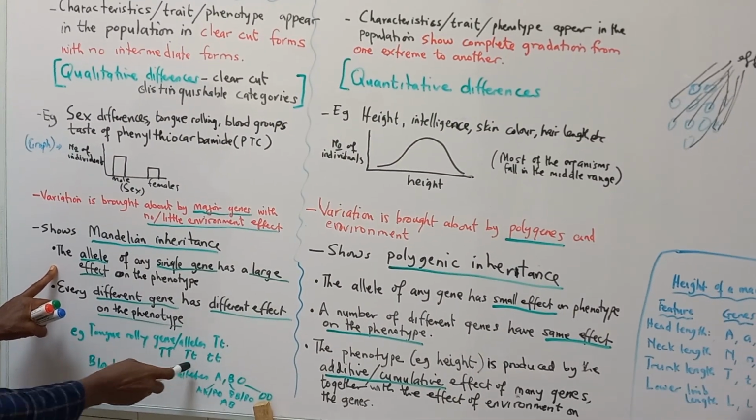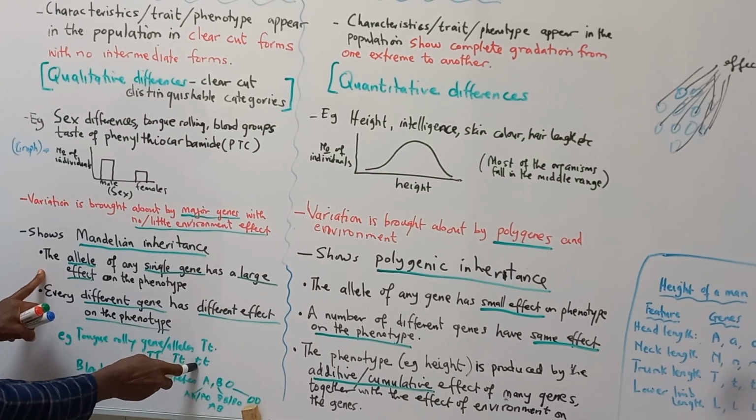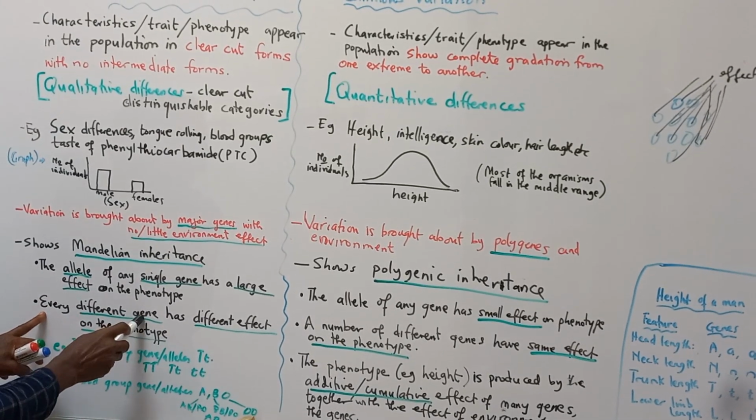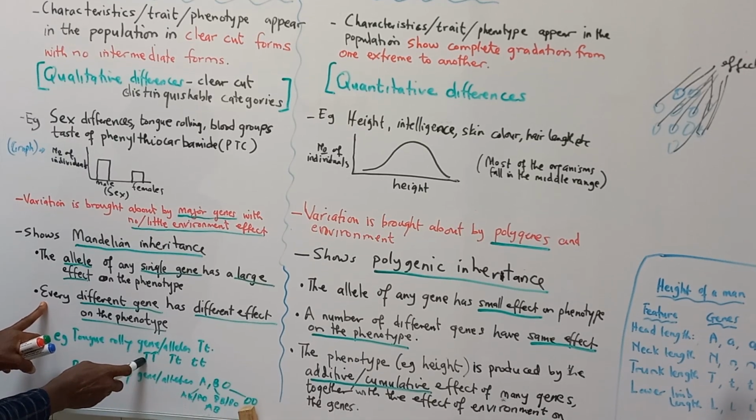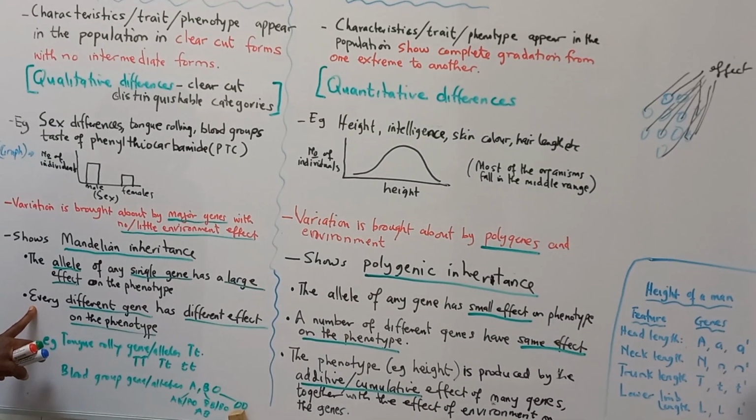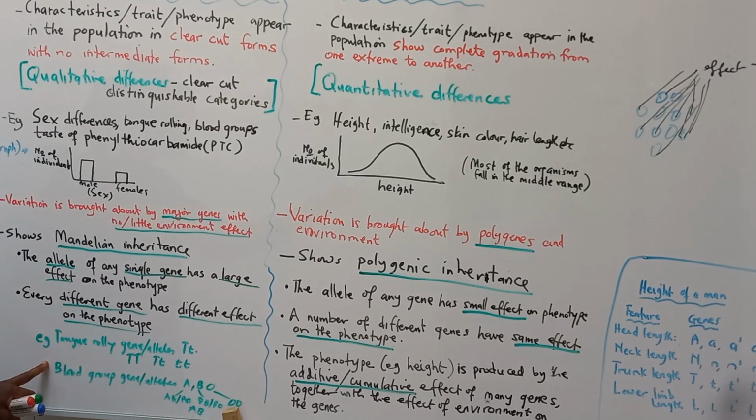These are tongue rollers, these are tongue rollers, these are non-tongue rollers. And every different gene has a different effect. This gene has a different effect, this gene has a different effect. Blood groups are also like that.